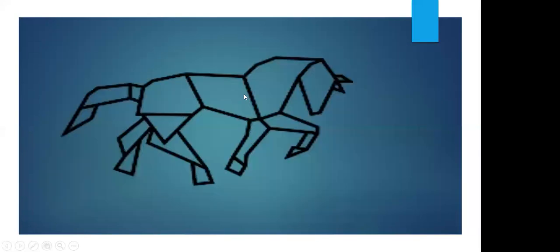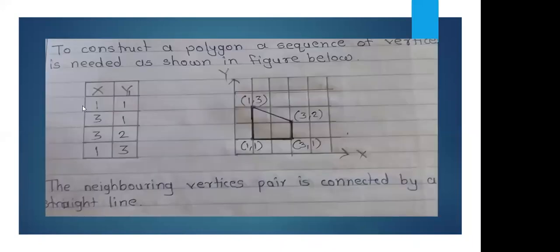See, in this image, there are multiple polygonal shapes, but each contains some vertices that are connected with each other. That means we need the vertices, just like x and y. Here, the first coordinate is 1 1, the second coordinate is 3 1, the next coordinate is 3 2, and the next coordinate is 1 3. After giving those vertices on the Cartesian plane, they are connected with each other. Then this polygonal shape is created.